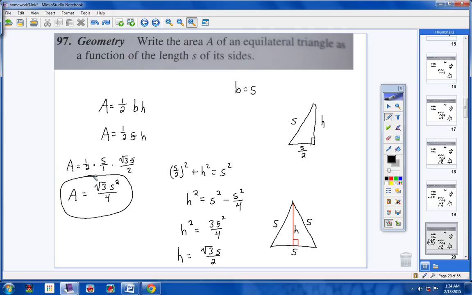Now watch this carefully, guys. We have s to the 1 power times s to the 1 power gives us s squared. And then 1 times square root of 3 is square root of 3. So square root of 3s squared. The bottom of the fraction is 2 times 1 times 2, which is 4. Okay?